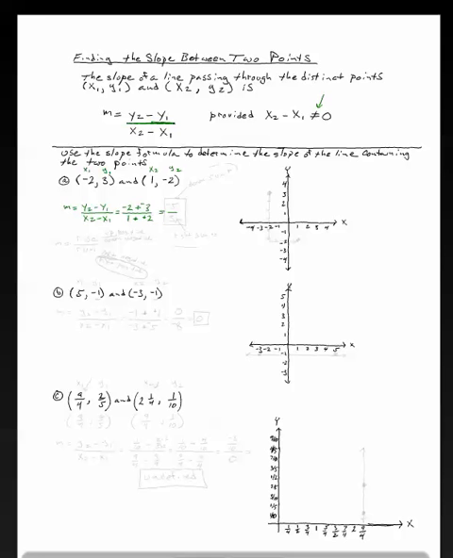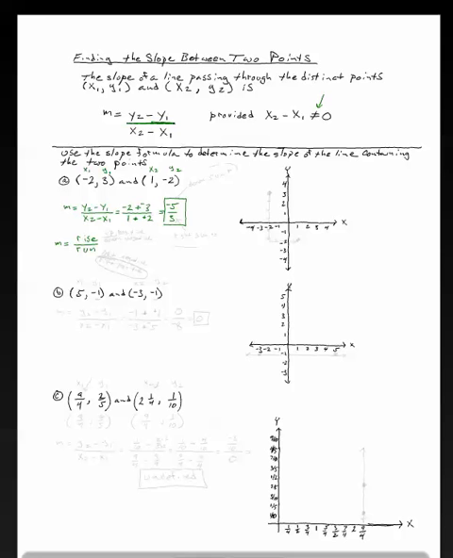So now we go ahead and do the arithmetic. Negative 2 plus negative 3 is negative 5. And 1 plus 2 gives us 3. So our slope is negative 5 over 3. Now remember that the slope m also gives us the rise over the run.